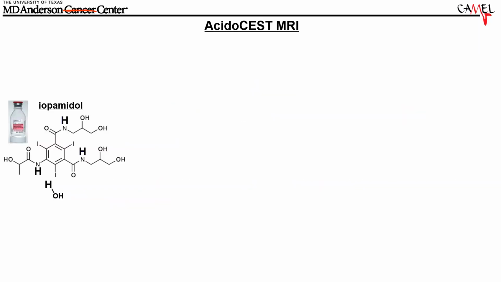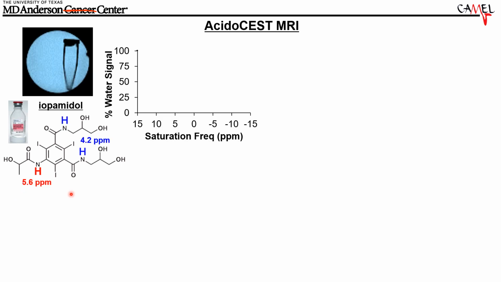First, I'd like to describe how acidoCEST MRI works. We have a contrast agent that has an amide proton. When this amide proton is selectively saturated by RF frequency, the proton loses its coherent MR signal. When the proton exchanges with water, now the water looks like it has lost some of its coherent MR signal.